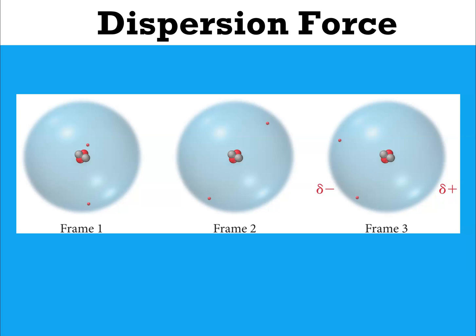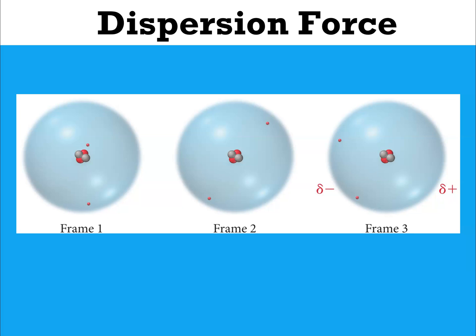But then at any given moment, we get frame 3, where both electrons are on one side of the atom, creating that higher electron density, partial negative, and the other side, the right-hand side of frame 3, an electron-depleted area, or partial positive. Now again, electrons are like bees around a beehive, so it happens and then it doesn't. It happens and then it doesn't.